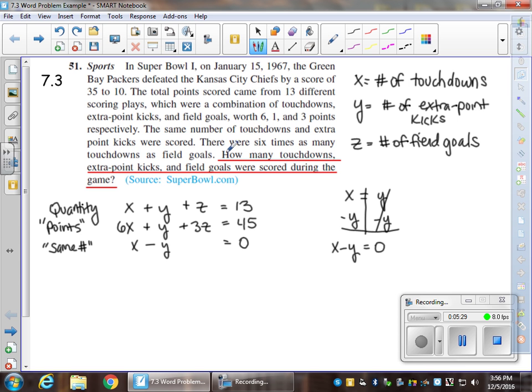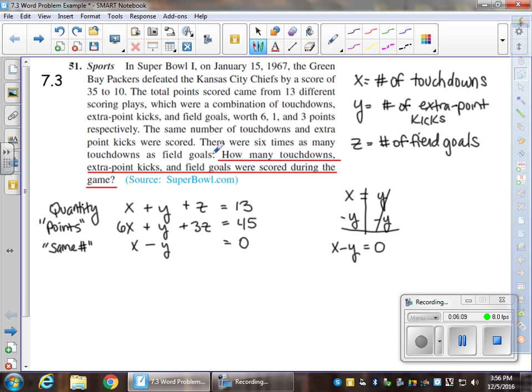Hopefully, you just said this part right here. There were 6 times as many touchdowns as field goals. So which piece of information would you need to know first? Touchdowns or field goals? 6 times as many touchdowns as field goals. Well, let's plug in some numbers. If there's 1 field goal, then there are 6 touchdowns. 2 field goals, 12 touchdowns. So you have to know the number of field goals first.